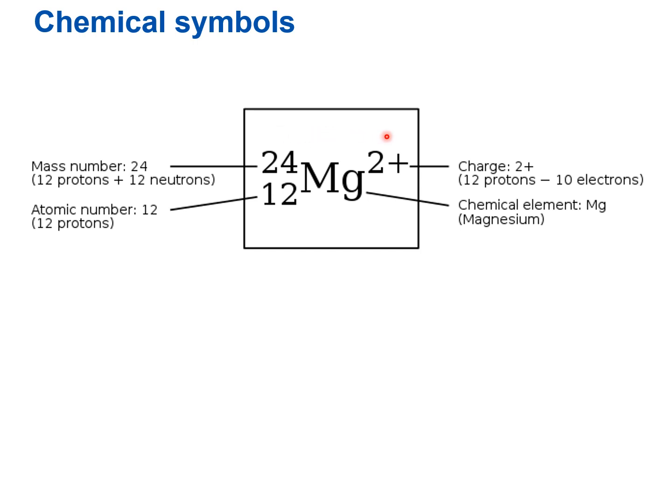Over on the right-hand side, upper right, is the charge. In this case, we're looking at something that has had two ionizations, so it has a charge of plus two. What's leading to that charge of plus two is the 12 protons, and then it's got 10 electrons. So the 12 positives plus the 10 negatives gives us a charge of plus two. And of course, the chemical symbol: each element has a symbol that's either one or two letters. In this case, magnesium is Mg.